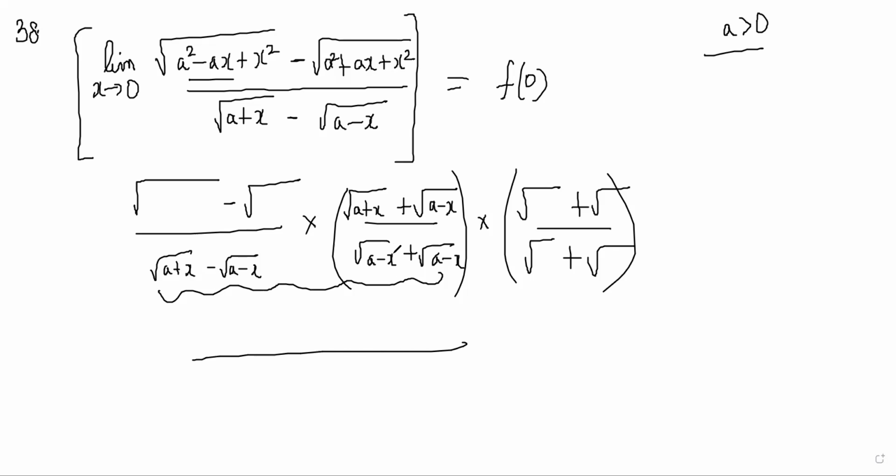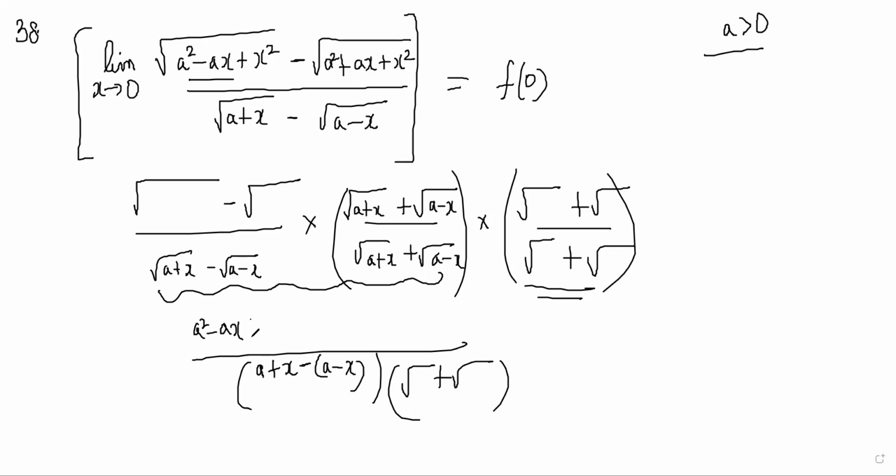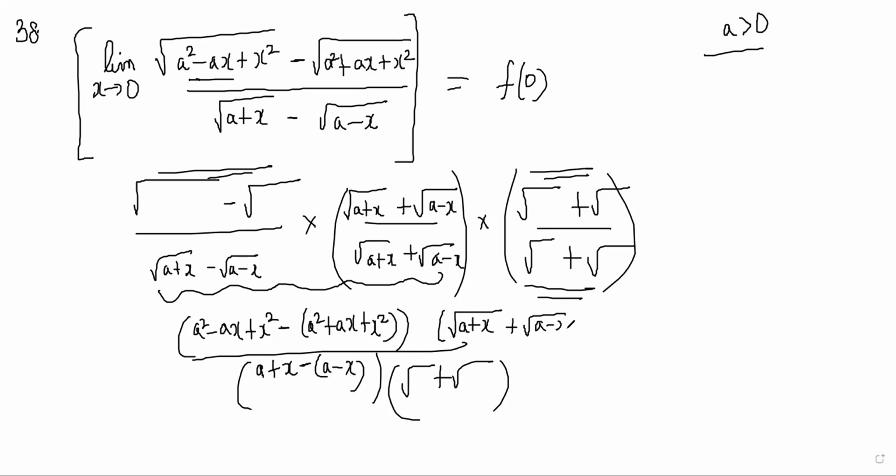So this part becomes a plus x minus a minus x, right? And this root plus this root, right? And this part, I will take a square minus ax plus x square minus a square plus ax plus x square, right? Correct? When you rationalize this top part, no? And what is left is another thing, a plus x plus a minus x, right? Correct. So what does this become?